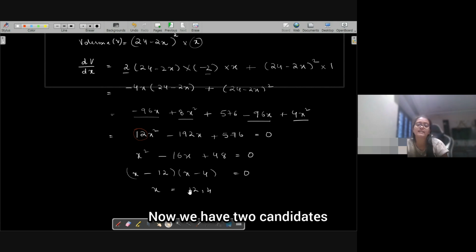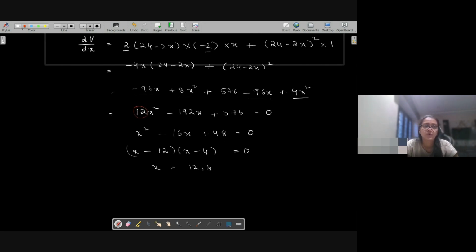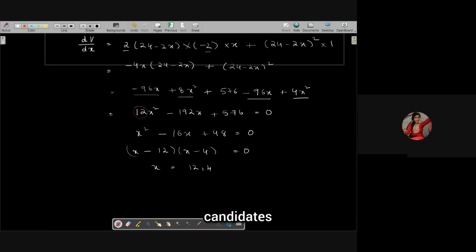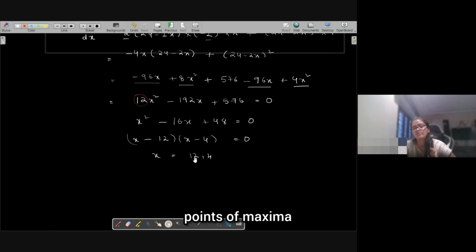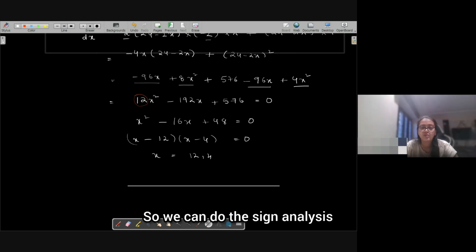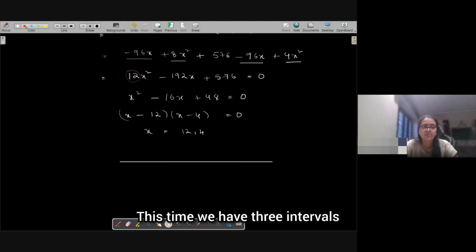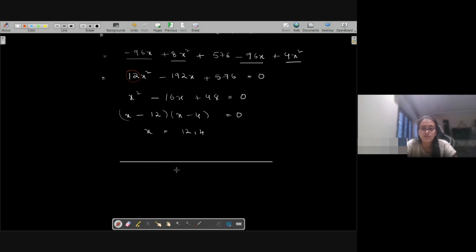Now we have two candidates, 12 and 4. We need to check which of these will be points of maxima and minima. We can do the sign analysis or the double derivative test. This time we have three intervals to check.